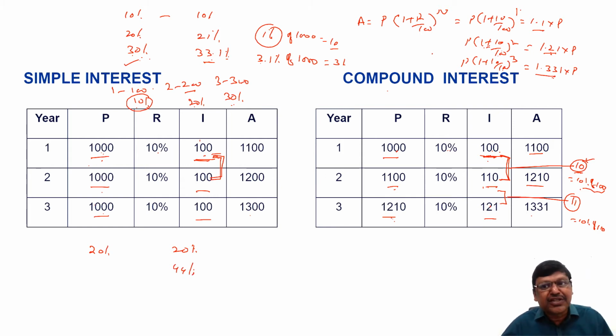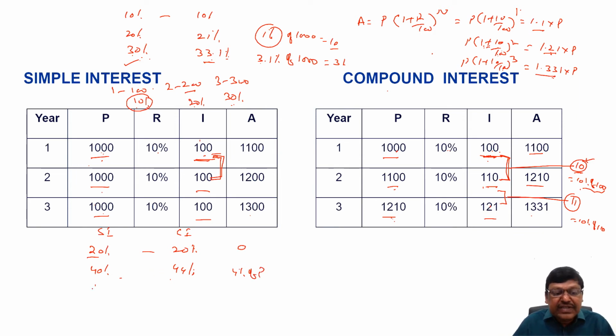You should be good at calculations. 1 plus 20 by 100 whole square, that is 1.2 whole square. So 1.44 means 44%. Whereas here, for 1 year, if it is 20%, 2 years, 40%. I am talking about simple interest, compound interest. For 1 year, there is no difference. For 2 years, you can see there is 4% of the principal is the difference.